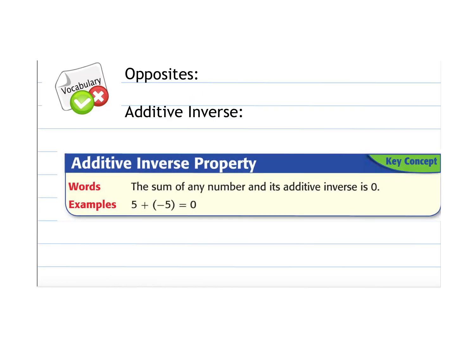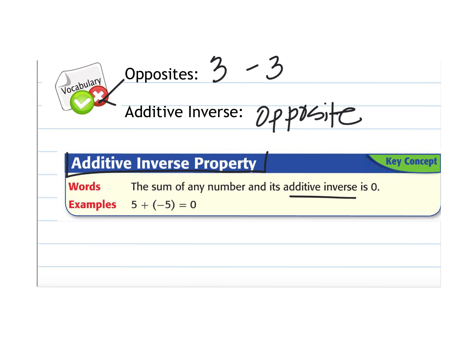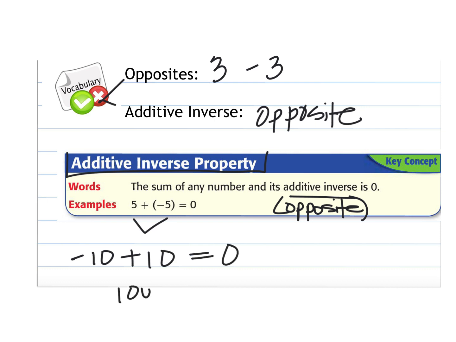We talked last week about opposites. Remember, opposites are the same distance away from 0, so like 3 and negative 3 are opposites. The additive inverse is the same thing as the opposite. It's just a different word for it. So you could just make sure you have these written down so you know these definitions. The additive inverse property states that the sum of any number and its additive inverse, or the opposite, is 0, which we talked a little bit about last week. But if we have 5 and we add negative 5, we get 0. If I have negative 10 and I add 10, I get 0. If I have 100 and I add negative 100, we would be at 0.